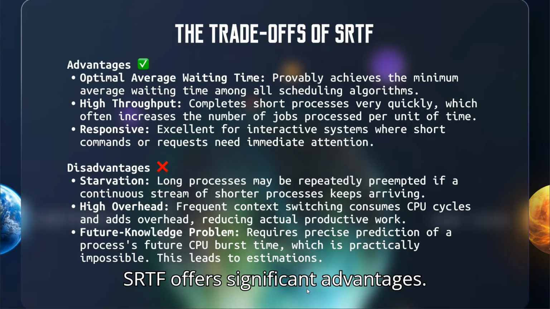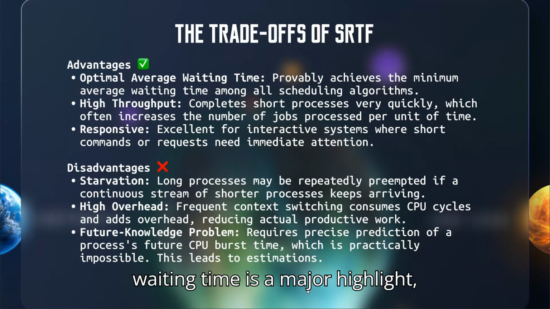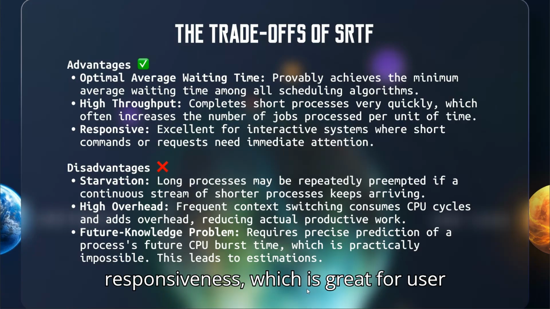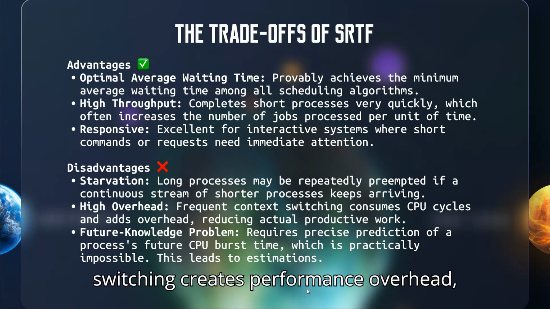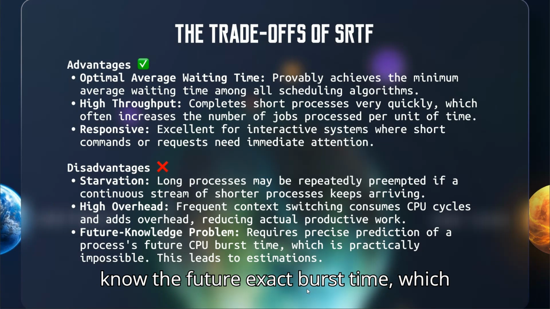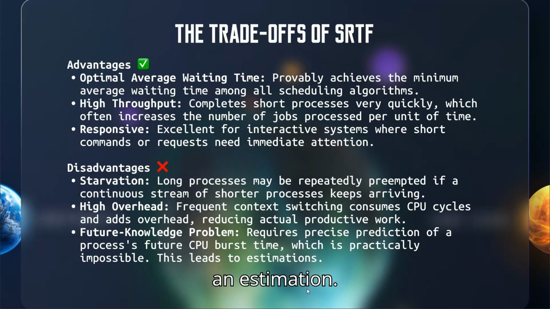SRTF offers significant advantages. Its optimality in minimizing average waiting time is a major highlight, translating to high throughput and responsiveness, which is great for user experience. However, it comes with serious drawbacks. The risk of starvation for long jobs is a big concern. The constant context switching creates performance overhead, and most critically, it assumes we know the exact future burst time, which in real world operating systems is only an estimation.